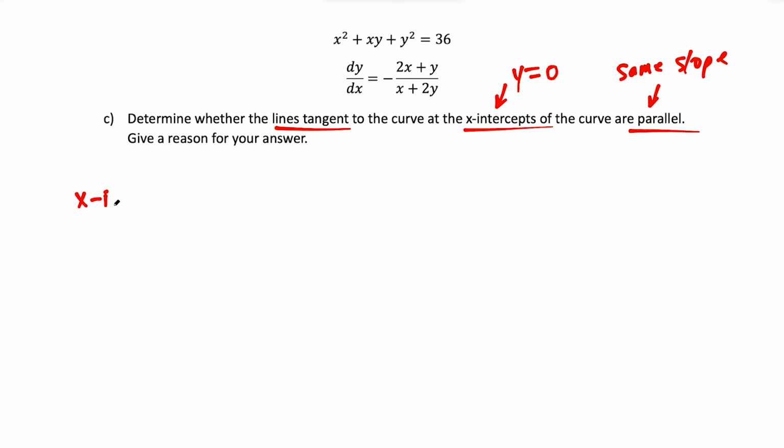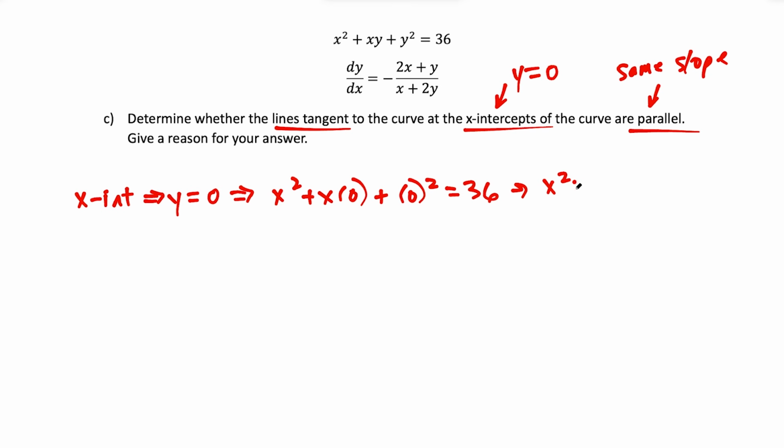But all we know right now is that we're working with x-intercepts, which occur when y is equal to 0. So we could say here that the x-intercepts imply that y is equal to 0. And if y is equal to 0, we plug that into the equation we started with. We're going to have x squared plus x times 0 plus 0 squared is equal to 36. And now this equation simplifies to x squared equals 36. And if we simplify this, we just take the square root of both sides. We're going to get our x values here. x is equal to plus or minus 6. So now that we know both x-intercepts, we could plug them into the first derivative, and that'll tell us the slope of the line tangent at the x-intercept.